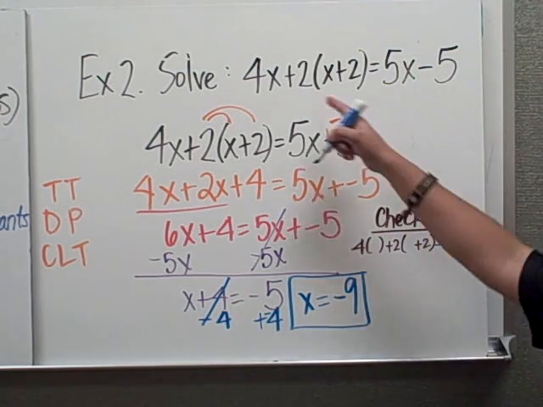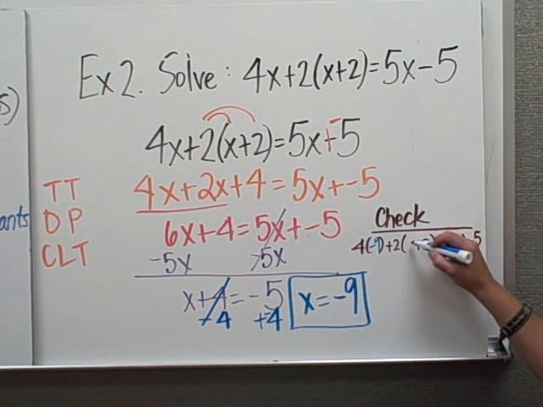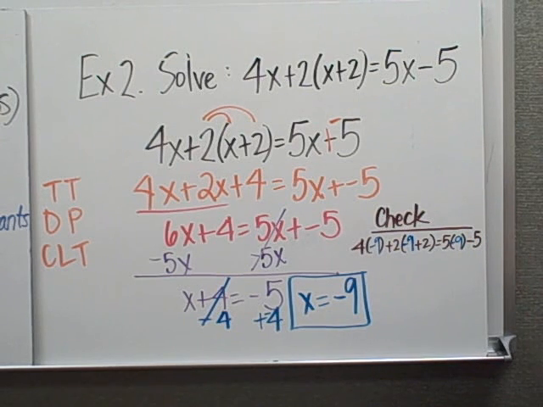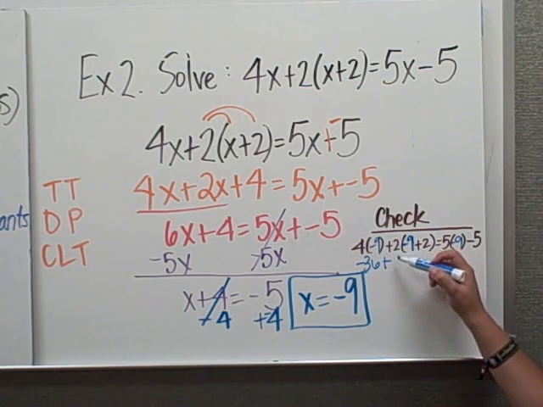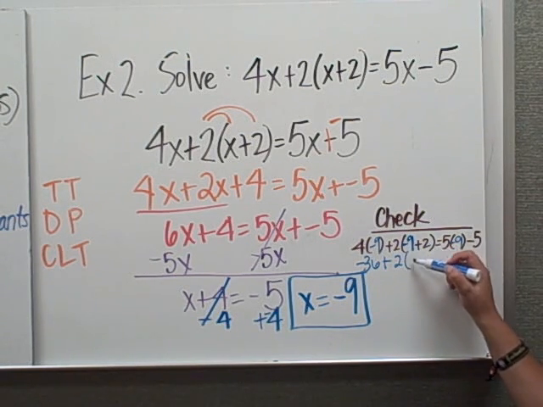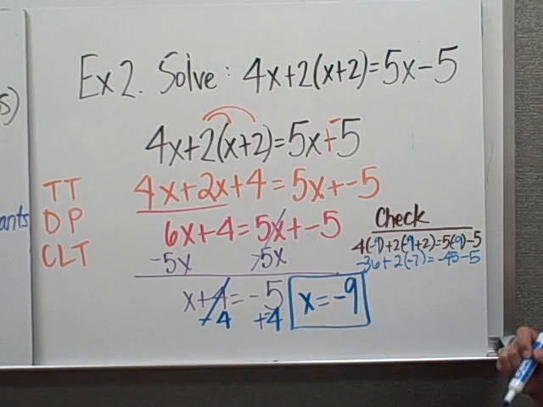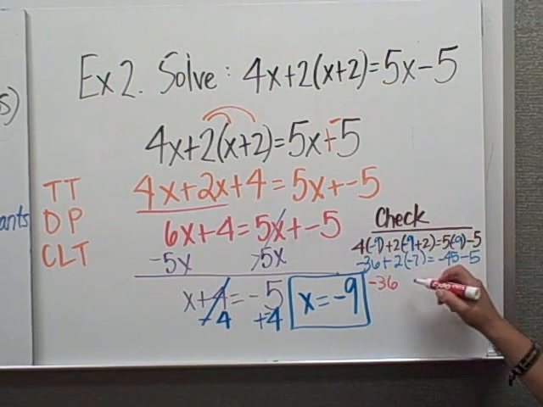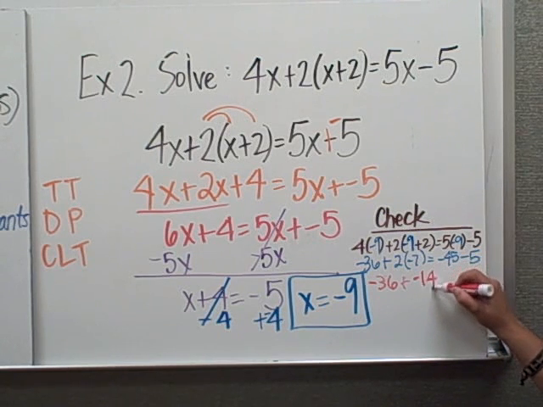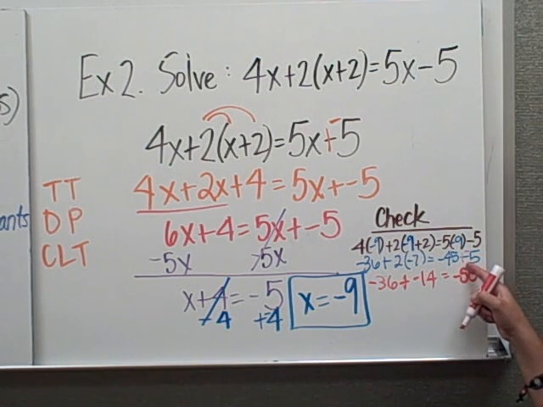So I have over here the original equation, except where there were x's, 1, 2, 3, I have blanks. So I'm going to type in -9, -9, and -9. So let's see. 4 times -9 is -36, plus -9 plus 2 is -7. 5 times -9 is -45 minus 5. Let's see. Oops. -36 plus this is -14 equals -45 plus -5 is -50. Notice right there I touched that twice.